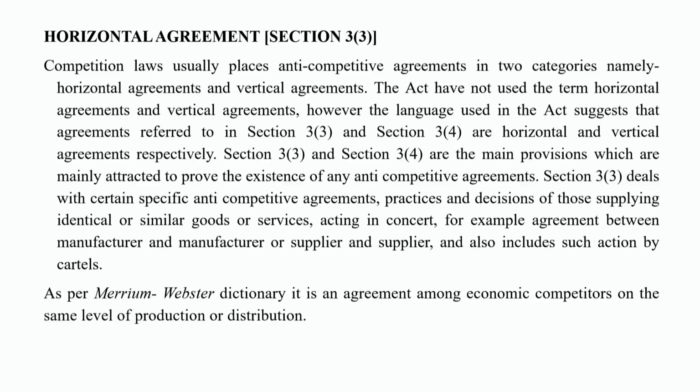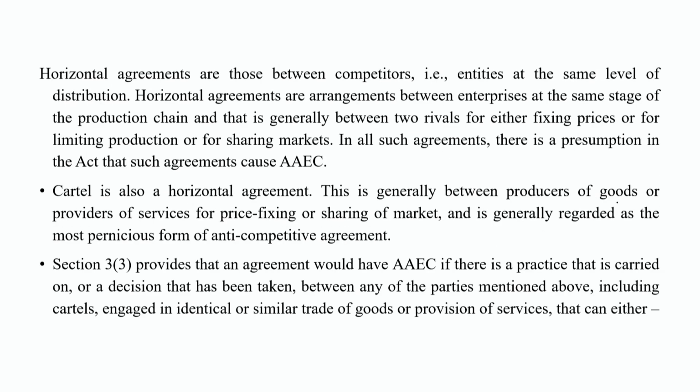If you see the dictionary meaning, as per the Merriam-Webster dictionary, a horizontal agreement is an agreement among economic competitors on the same level of production or distribution. That means horizontal agreements are those between competing entities at the same level of distribution. Horizontal agreements are agreements between enterprises at the same stage of the production chain, and it is generally between two rivals, either for fixing price or for limiting the production or sharing the market.